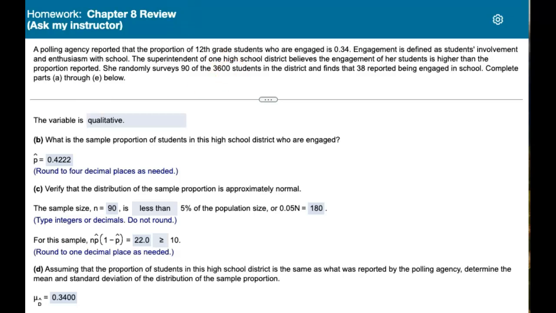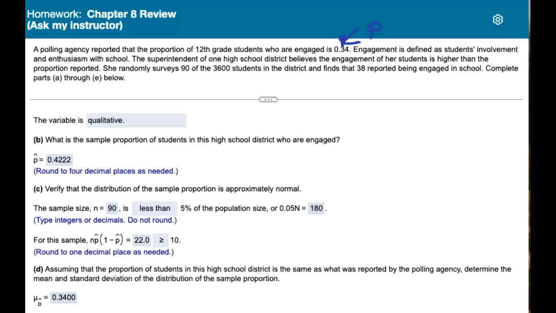In this problem, what we're doing is using the p-hat distribution. We start off by being told that this polling agency reported that the proportion of 12th grade students who are engaged is 0.34. Now that 0.34 is our value of p, the probability of success, or the proportion of successes in the population. Engagement is defined as students' involvement and enthusiasm with school.